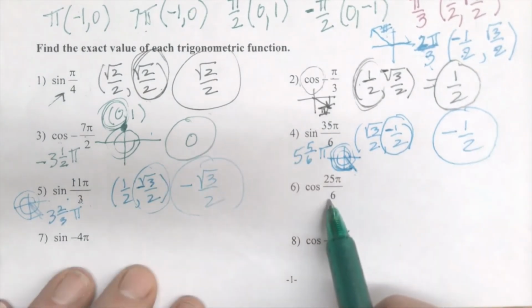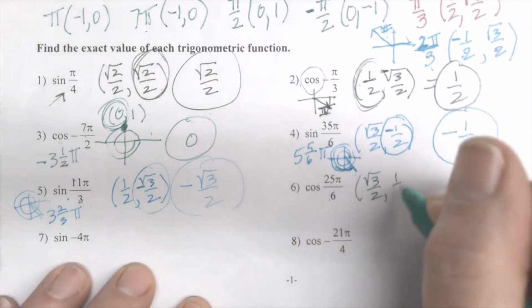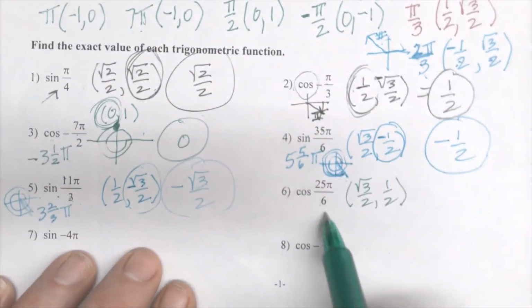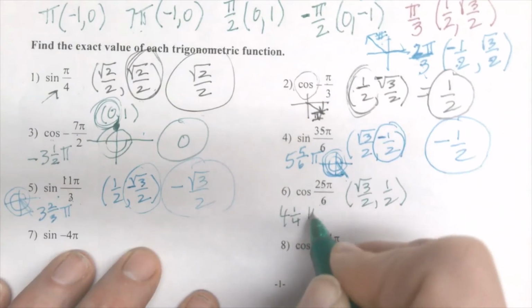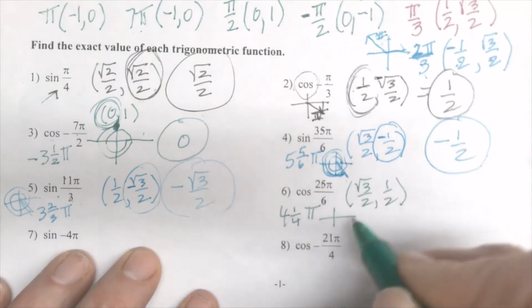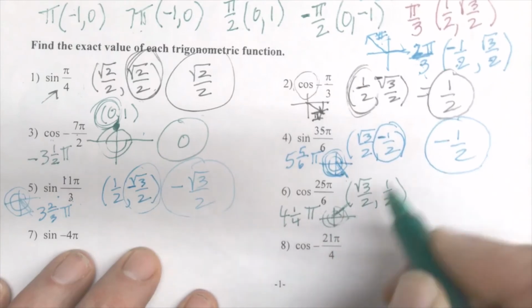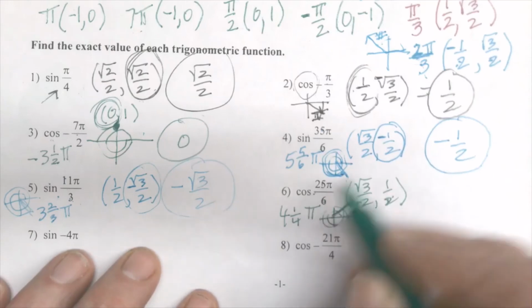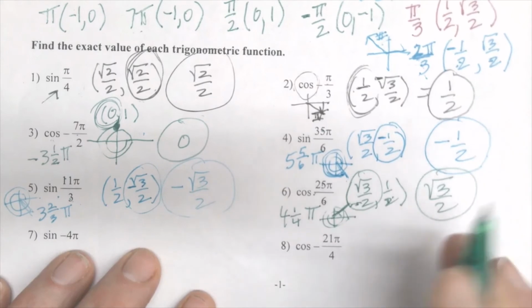25 pi over 6 puts me in the pi over 6 family again. Square root of 3 over 2, comma 1/2. Again, that goes right back up to my family. 25 pi over 6, 6 goes into 25 4 and 1/4 pi times. So when I figure out where I am, that's 2 pi, 4 pi and a quarter. First quadrant is positive, positive. I'm interested in the cosine, so my answer is the square root of 3 over 2.